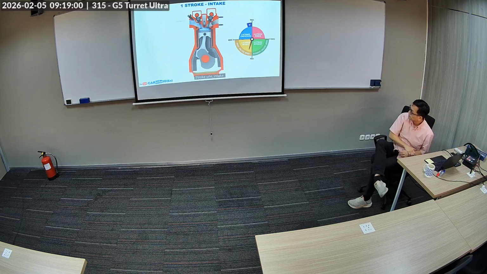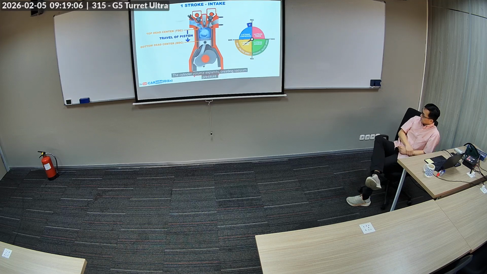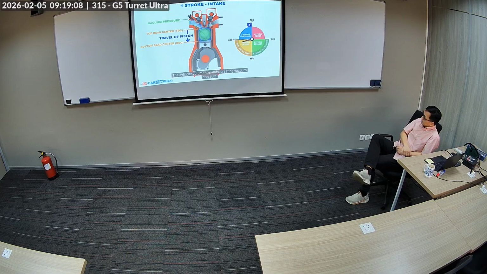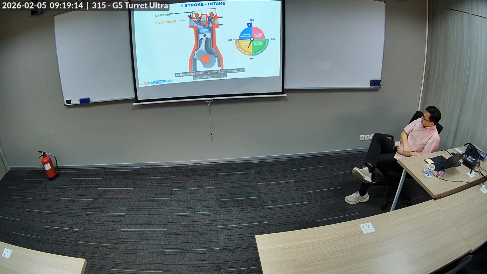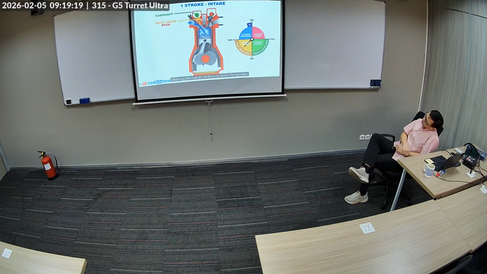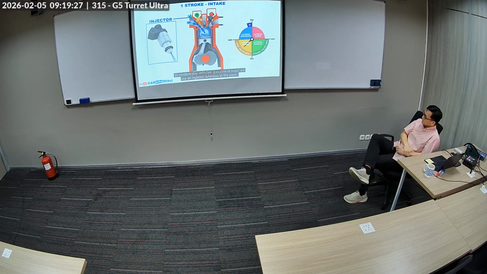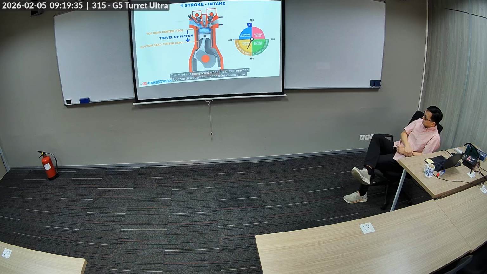Stroke 1, intake. The piston travels down from top dead center to bottom dead center. The cylinder volume expands, creating vacuum pressure. At the same time, the camshaft causes the inlet valves to open, allowing the fuel-air mixture to enter the cylinder. In modern-day vehicles, gasoline is supplied by an injector, whereas in the past, carburetors performed this function. The stroke is completed when the piston reaches bottom dead center and the inlet valves close.